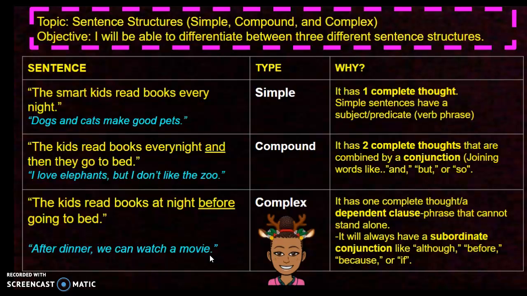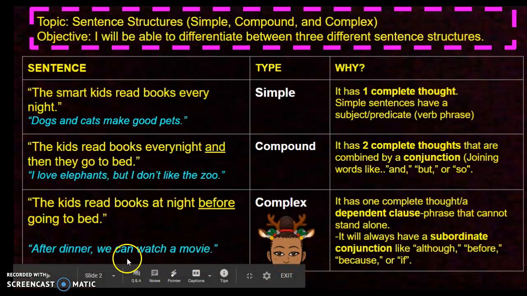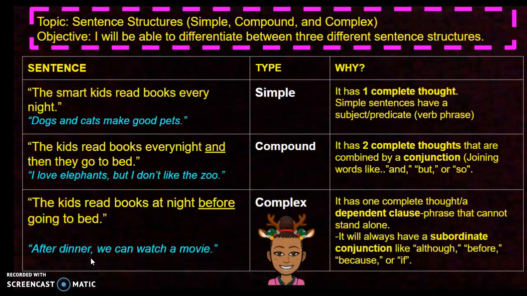Okay, that's always possible. So I want to kind of go back over again the notion that sometimes independent clauses and dependent clauses are also separated by a comma. You will notice here, dependent clause, independent clause, separated by a comma.